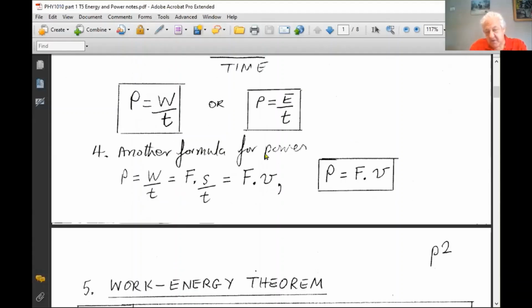Another formula that is very useful and can be easily proved from the definition of power is work over time. Since work is force times distance, we can substitute. And s, the distance divided by time, is the velocity. So we have this other very useful formula for power. So let me go to the whiteboard and emphasize these ideas.